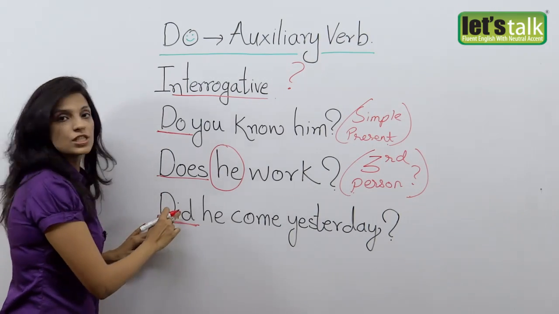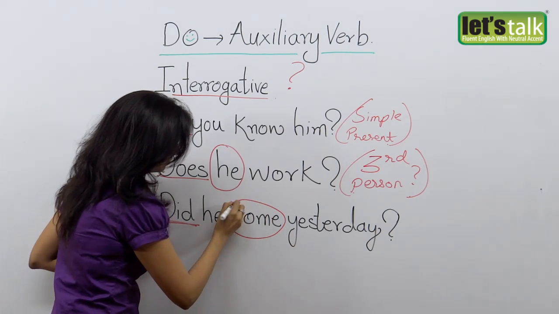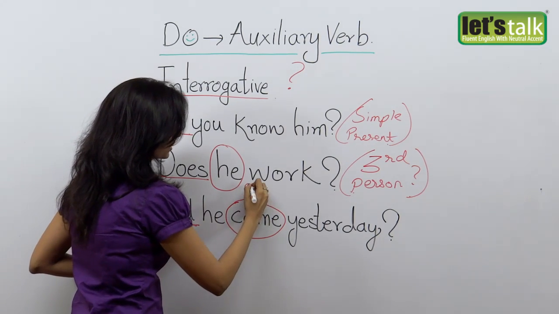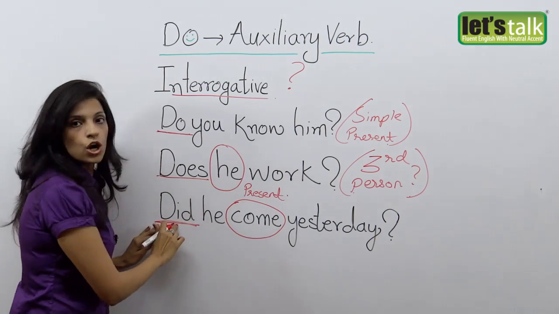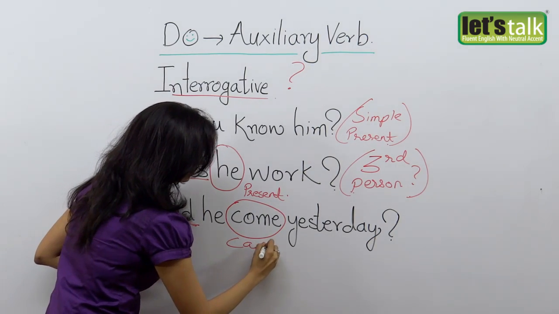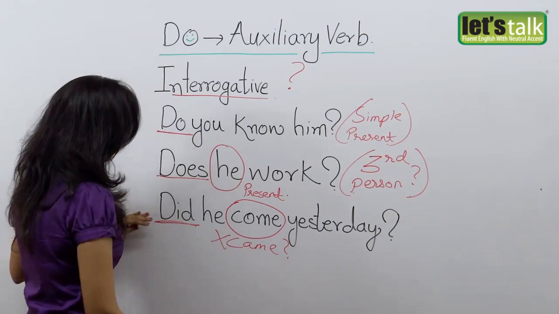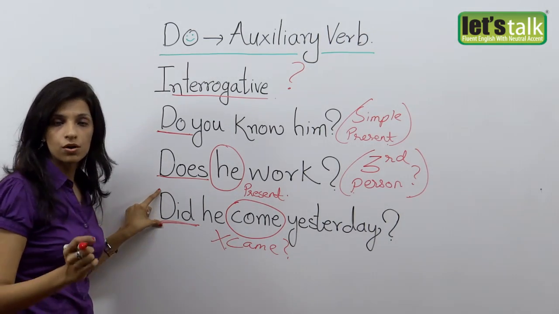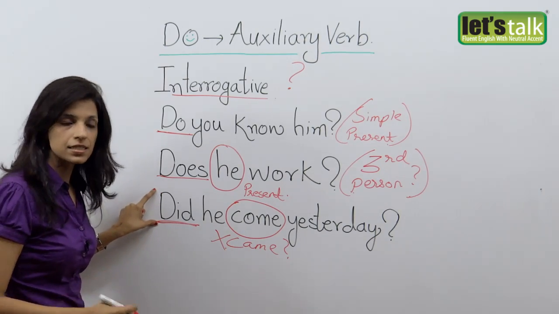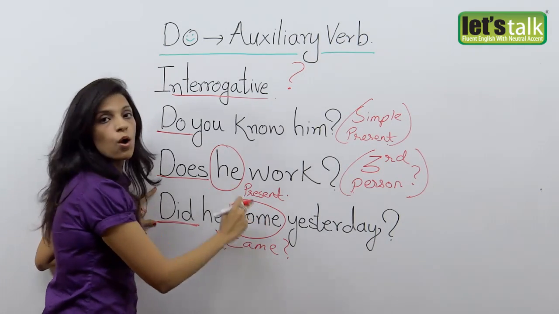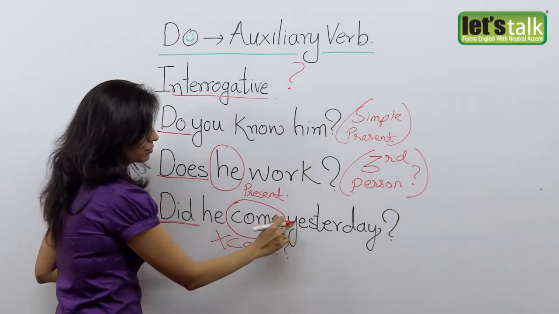Now, when you use did, please remember the main verb always comes in the present or the base form. You cannot say did he came, or did he went. This is wrong, because the auxiliary verb, or what we call generally the supporting verb, is already in the past tense. So, the verb following did always has to come in the present. So, did he come yesterday?